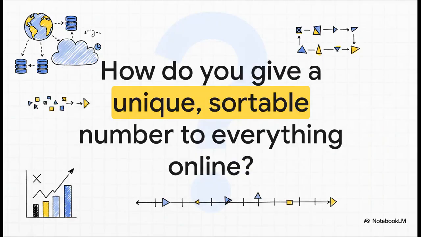So, here's the big question. How do you actually do it? How do you assign a unique, sortable number to everything happening online? I mean, just think about it for a second. You've got millions of users on thousands of servers all around the world, all creating stuff at the exact same time. You need a system that absolutely guarantees no two IDs are ever the same, and, this is key, that they can be sorted by when they were created.